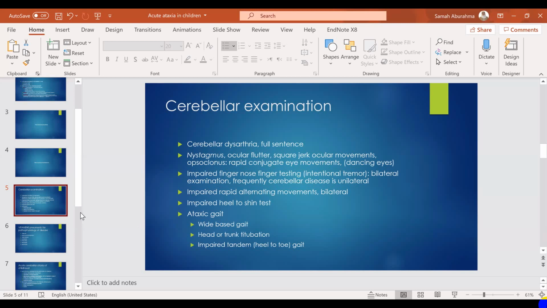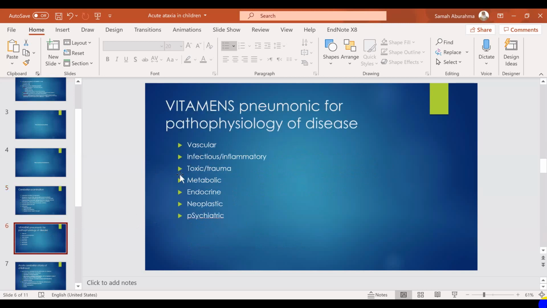All right. I did mention before, maybe to one of the groups, I don't remember, the mnemonic for the pathophysiology of the disease. I really like this mnemonic because it's called vitamins. This mnemonic applies to every single organ system. The body organ systems behave similarly, okay? So this pathophysiology of disease not only applies to just neurology, but it also applies to other organ systems as well.